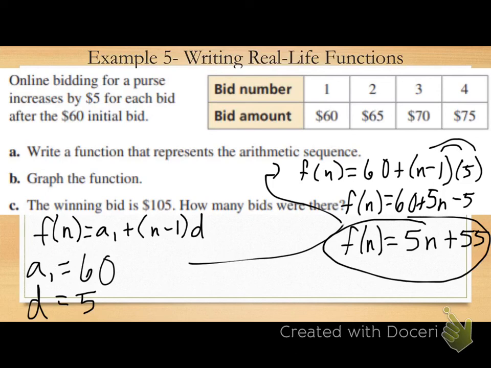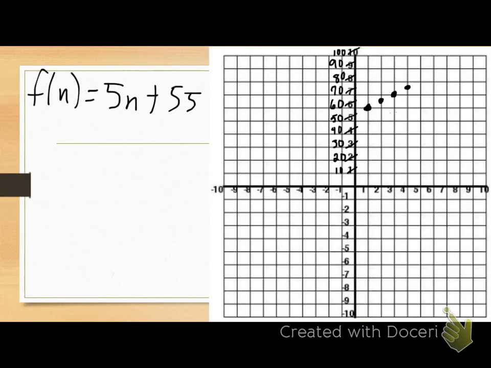Y. Remember, we treat f of x like y, so we're going to treat f of n like y. We're treating n like x. The bid numbers are my x values, my n's. My bid amounts are my y values, my f of n's. So it's giving me a price, aka one of my y values. So I need to plug 105 in for my y value, f of n. Does that make sense?